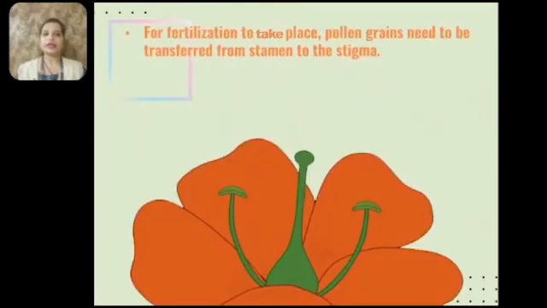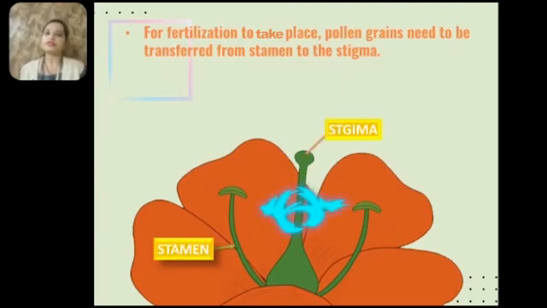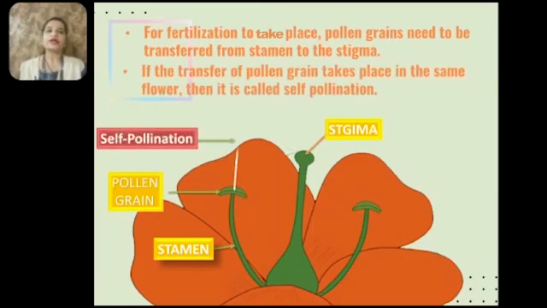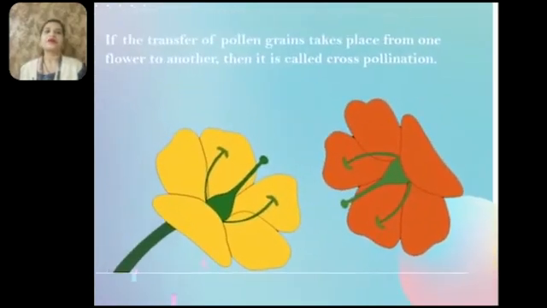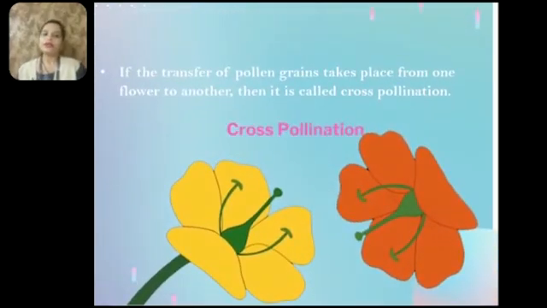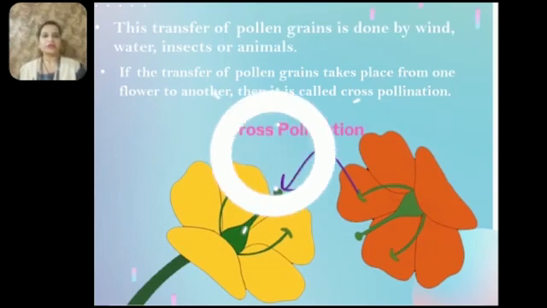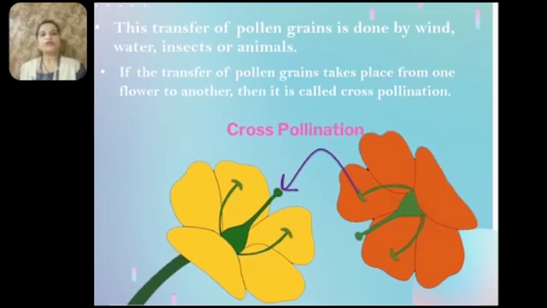For fertilization to take place, pollen grains need to be transferred from stamen to the stigma. If the transfer of pollen grain takes place in the same flower, then it is called self-pollination. If the transfer of pollen grains takes place from one flower to another, then it is called cross-pollination. This transfer of pollen grains is done by wind, water, insects or animals.